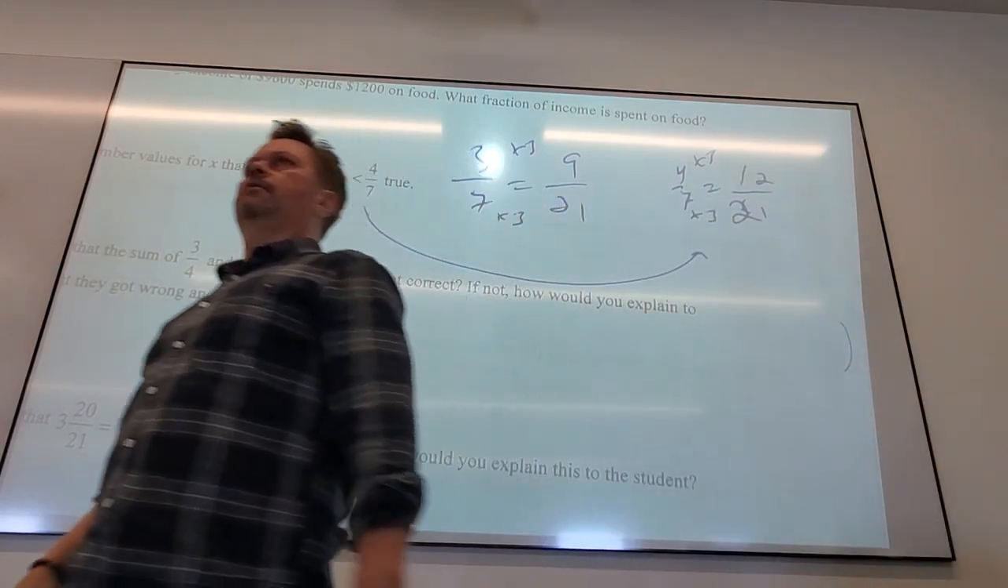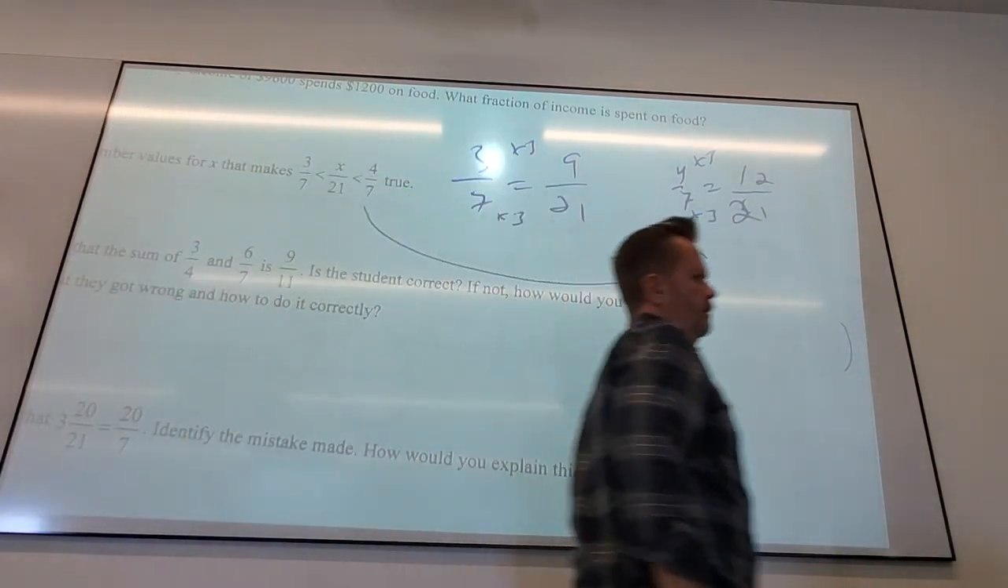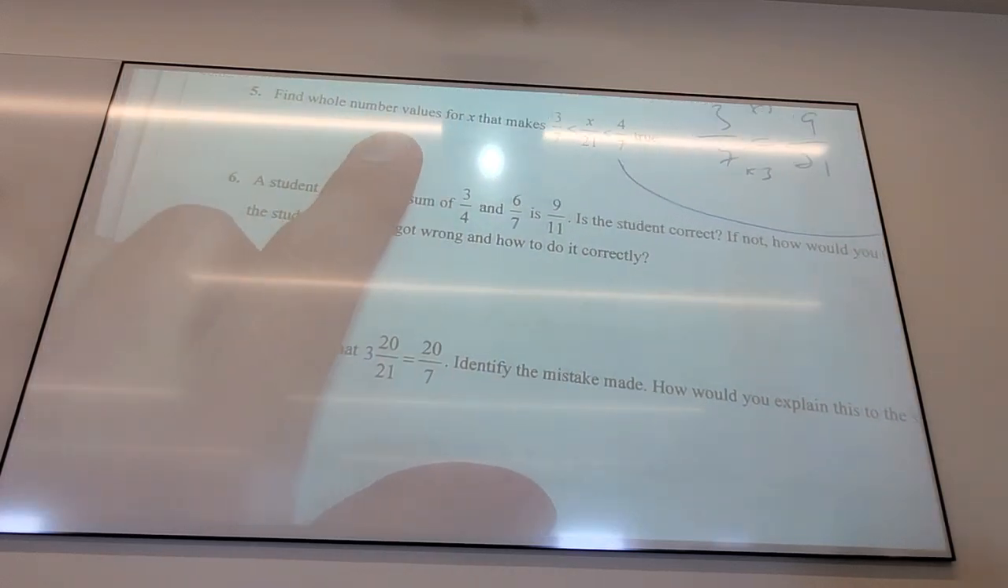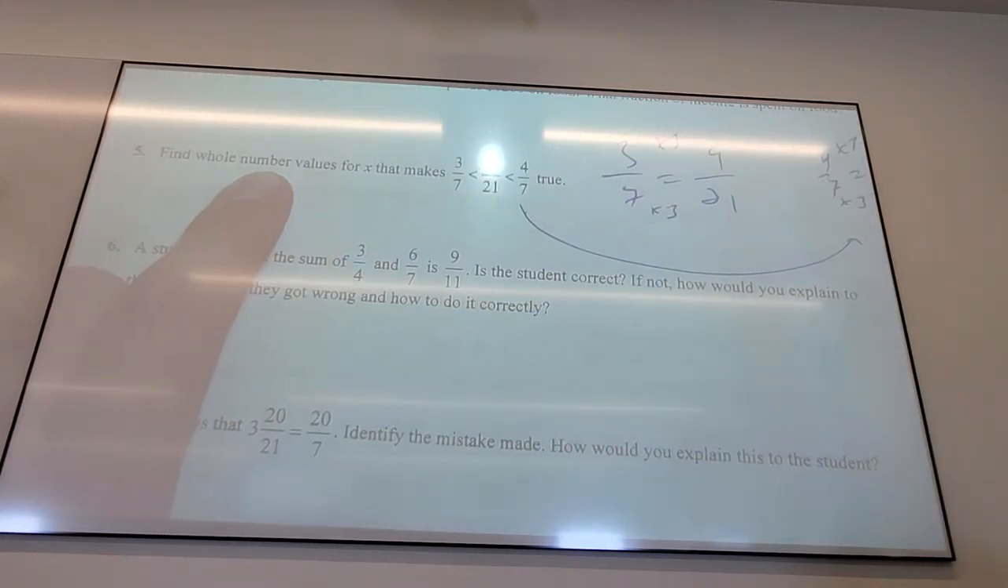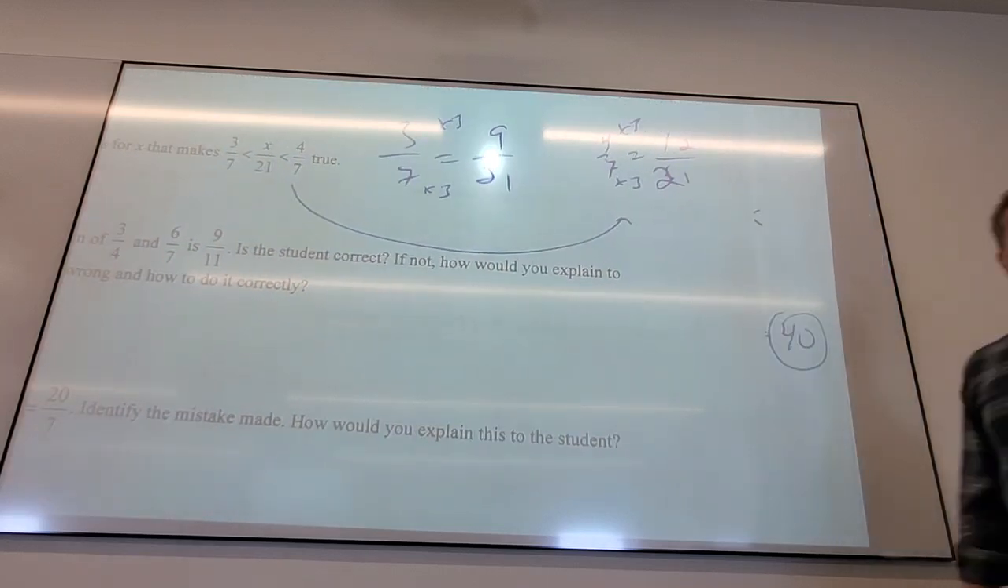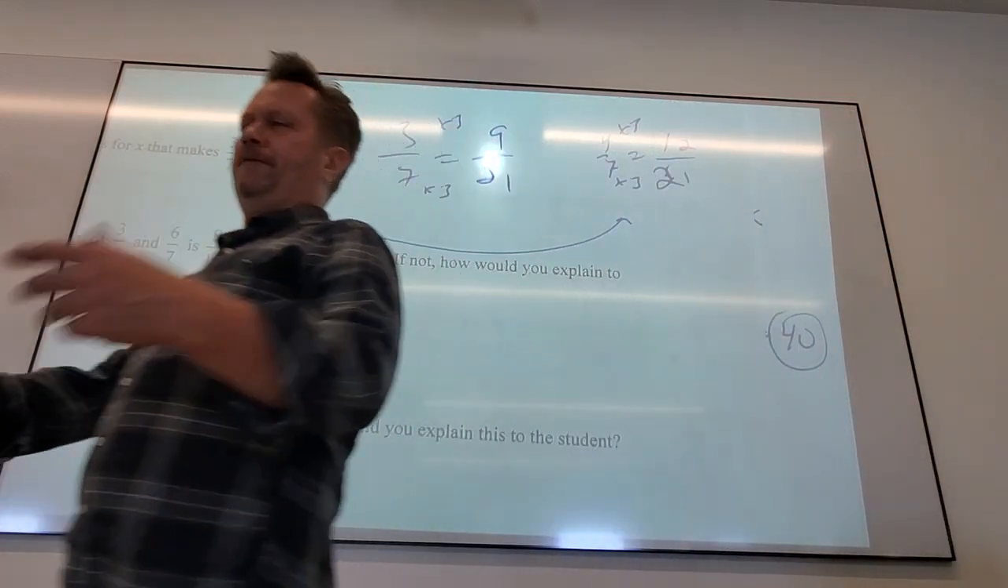Well, in fact, I think I said, I didn't say find all. I just said find whole number values. I did say plural. So there's only 2, right? So yeah, okay.